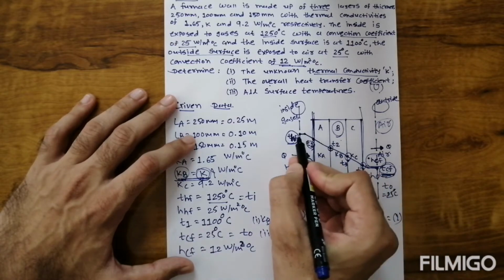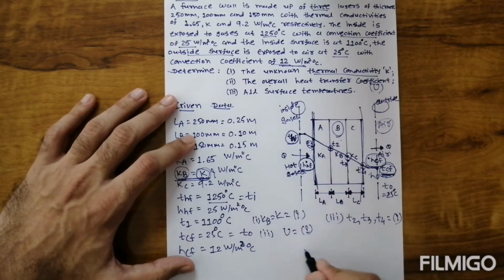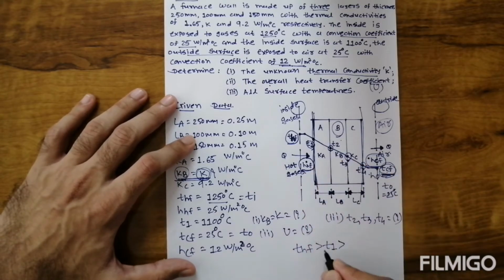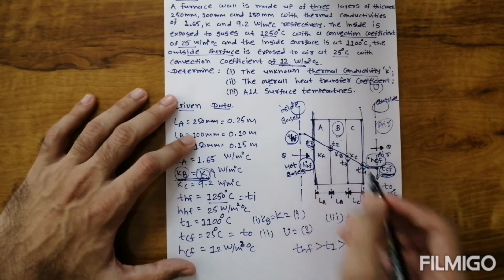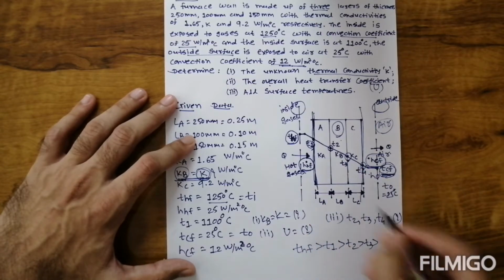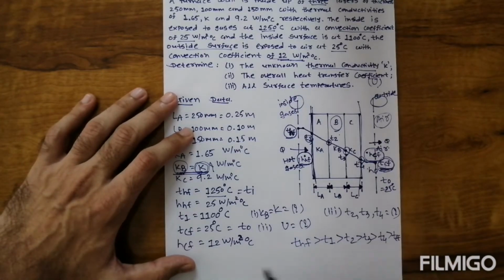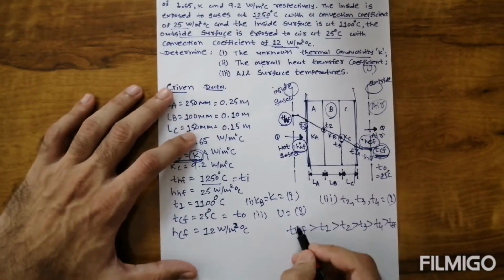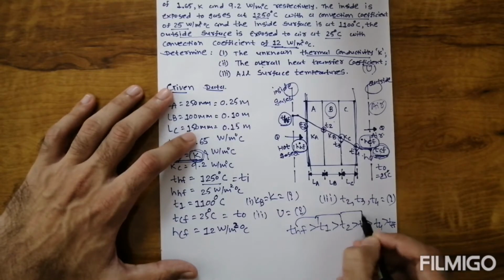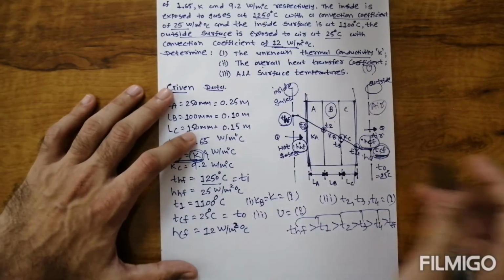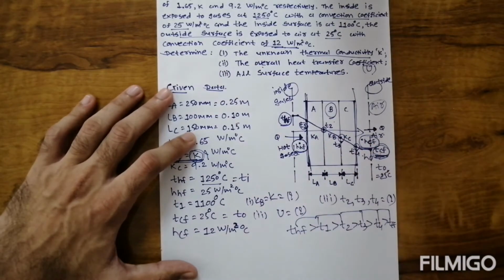You can see the temperature profile: THF is maximum, then after it T1, so THF is greater than T1, T1 is greater than T2, T2 is greater than T3, T3 is greater than T4, and T4 is greater than TCF. So in this direction heat will flow from THF to T1, T1 to T2, T2 to T3, T3 to T4, and T4 to TCF. Steady state conduction means the rate of heat transfer is constant throughout the wall.